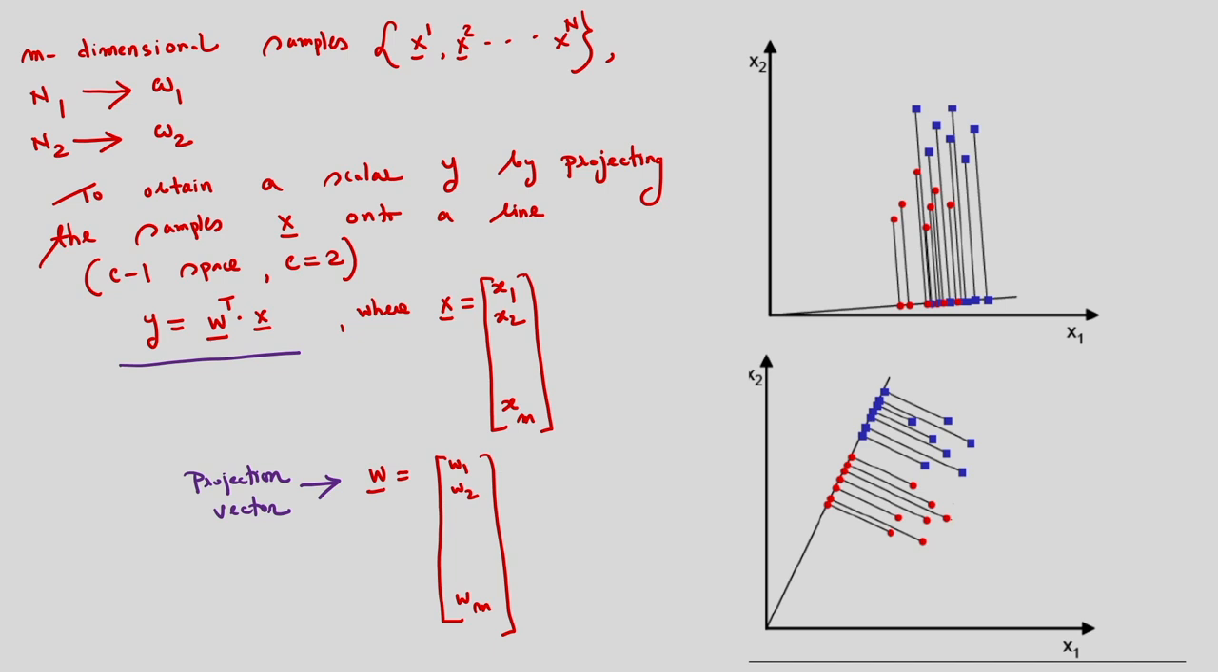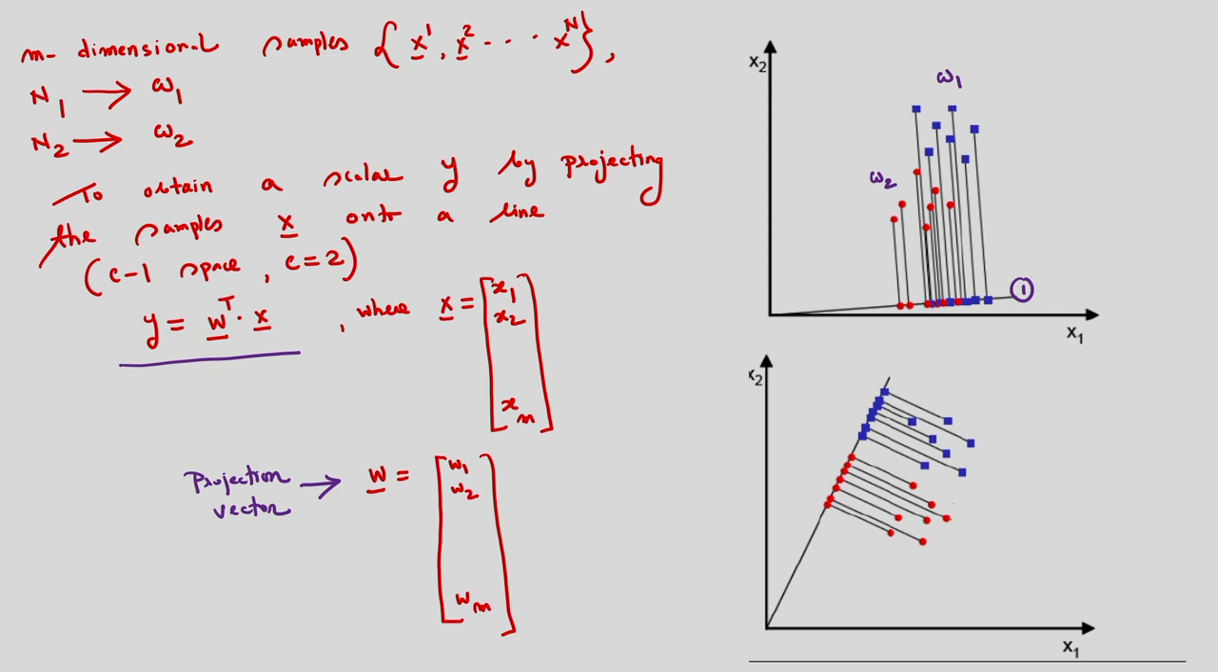In this figure you can see I am showing two projection directions. In the first figure, figure number 1, I am showing the two dimensional Fisher space, and you can see these are the samples. Suppose these are the samples belonging to the class omega 1, and the red samples are the samples belonging to the class omega 2. If I consider this projection direction, suppose 1, you can see the samples are overlapping.